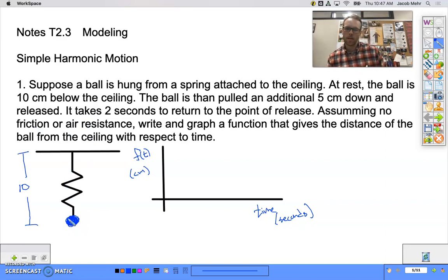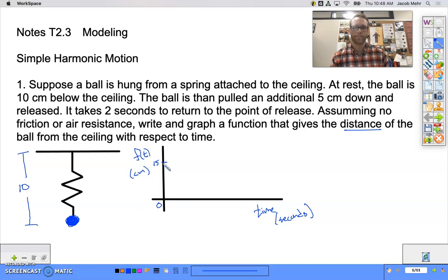So when we grab this at time 0, okay, we have pulled it down and we release it. So what is the distance the ball would be at time 0? Well, when it's resting, it's at 10 centimeters below the ceiling. We've pulled it down another 5 to let go. So the distance the ball would be 15 centimeters from the ceiling. Now it's a positive 15 because I asked for the distance of the ball to the ceiling. Now if I asked for the position with respect to the ceiling, then you could make an argument that that should be a negative 15. But here, this is a key word here, the distance the ball is from the ceiling. So it starts at a distance of 15 centimeters from the ceiling.